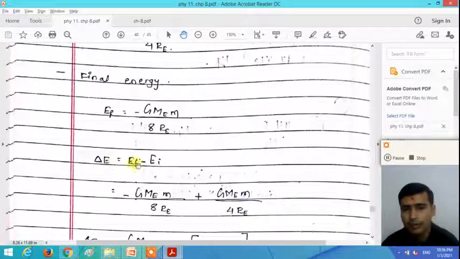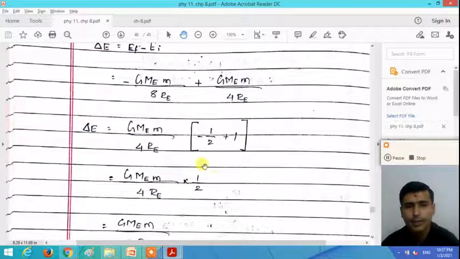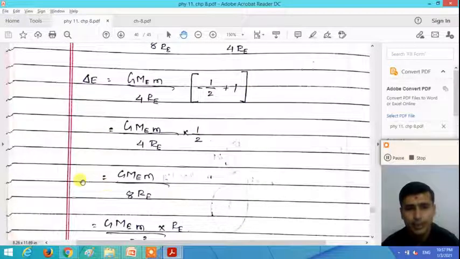Now what is the difference between the total energy? Delta E is equal to the final total energy EF minus initial total energy EI. So if you put the values, you get EF minus G ME m divided by 8RE plus G ME m divided by 4RE. Take G ME m divided by 4RE common, right? Minus 1 by 2 plus 1, we get 1 by 2. So the change in the total energy delta E is equal to capital G ME m divided by 8RE.